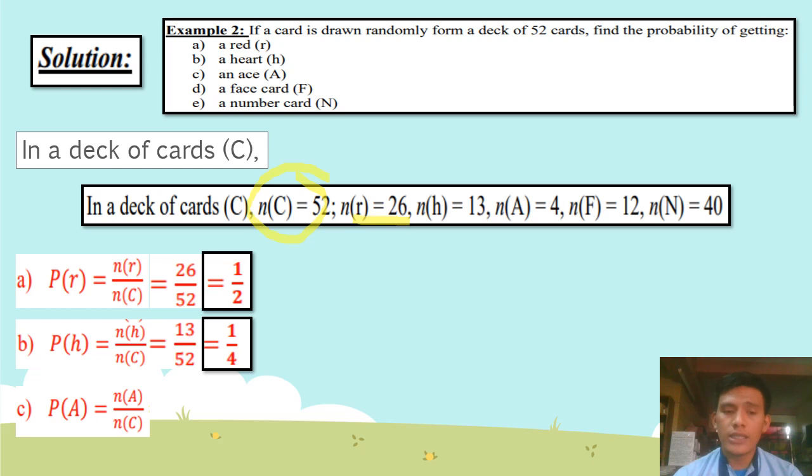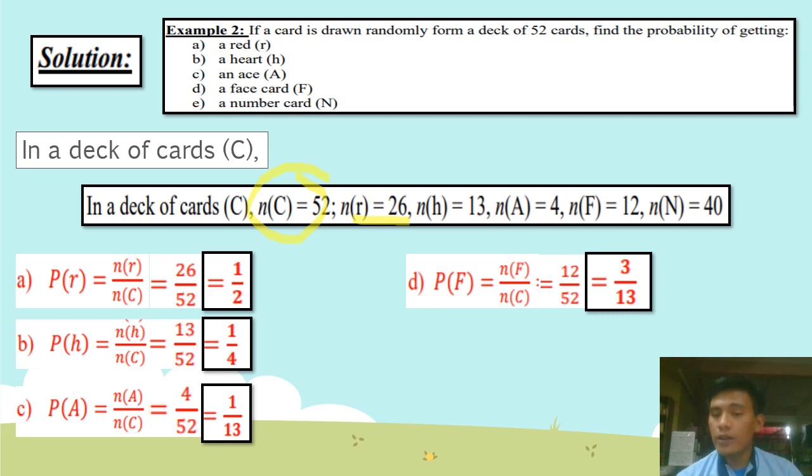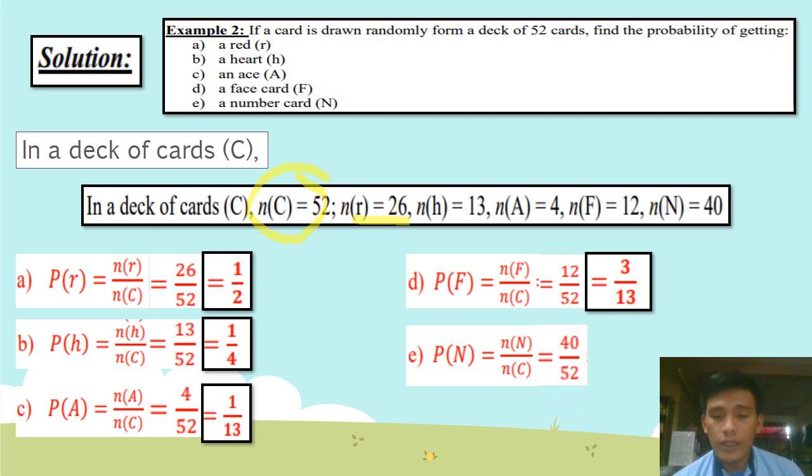What is the probability of getting an ace? The number of aces found in the deck is 4, and the total number of cards is 52. So 4 divided by 52, we can still simplify that. That will be equal to 1/13. For letter D, a face card. The number of face cards is 12, and the total number of cards in the deck is 52. So 12 divided by 52 will be equal to 3/13 when we simplify. For E, a number card. The number of number cards is 40, and the number of cards in the deck is 52. When we divide 40 by 52 and simplify, that will be equal to 10/13.